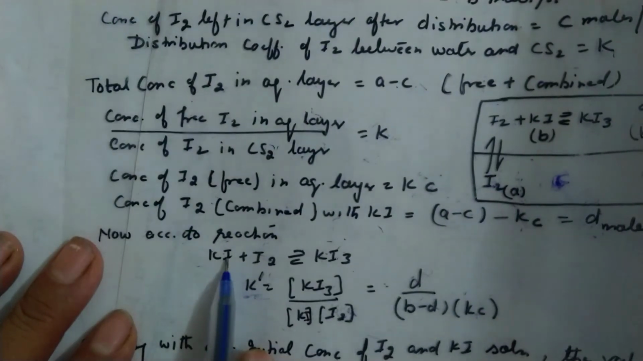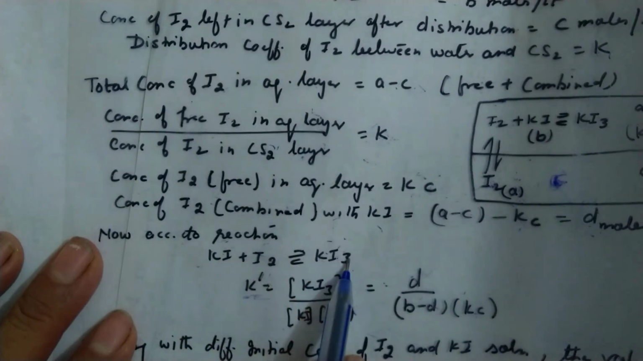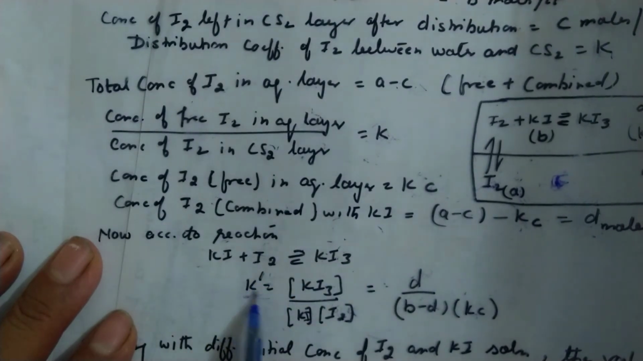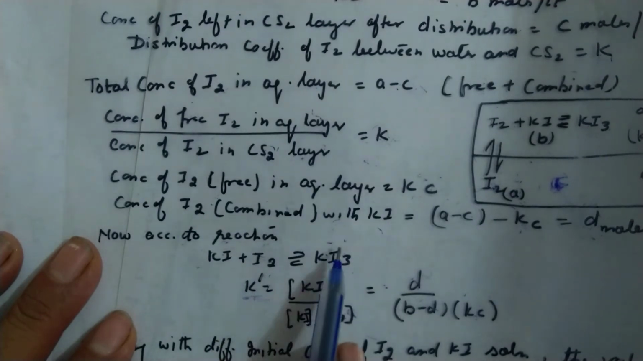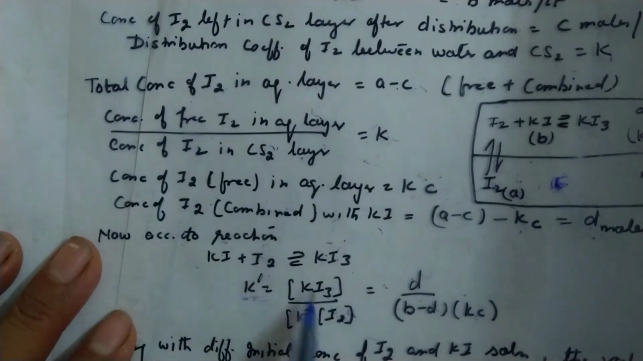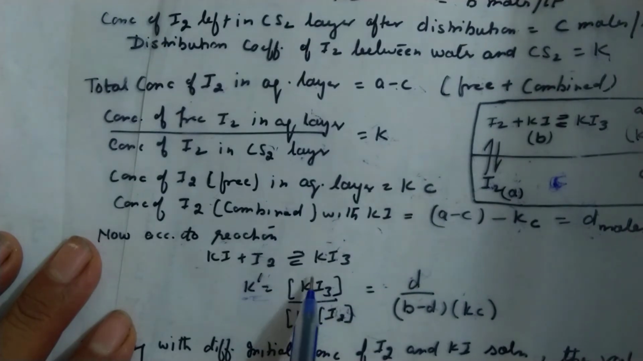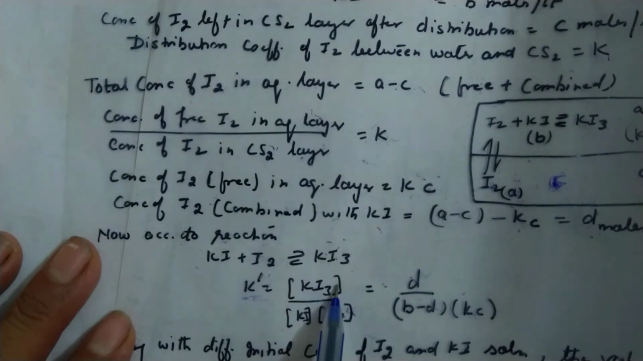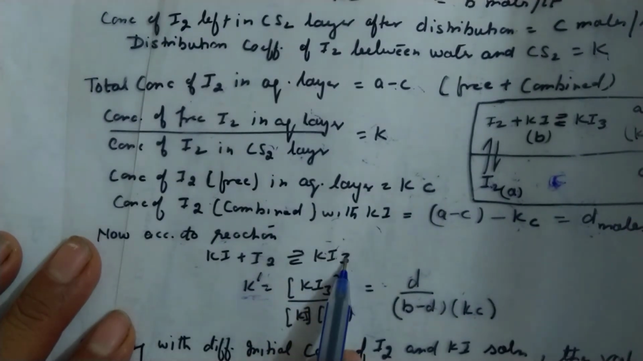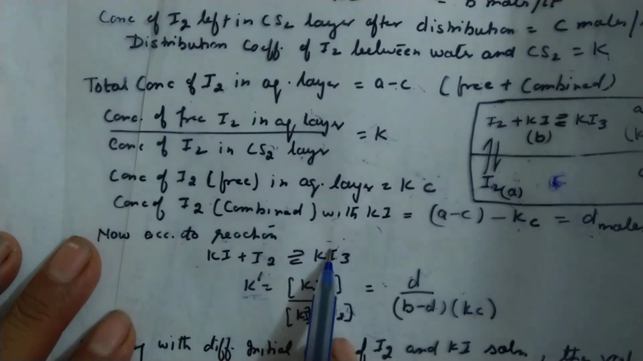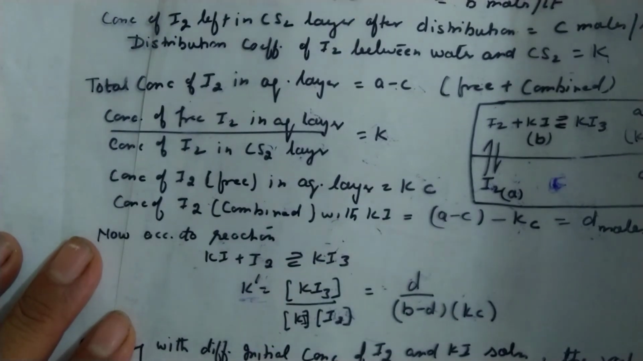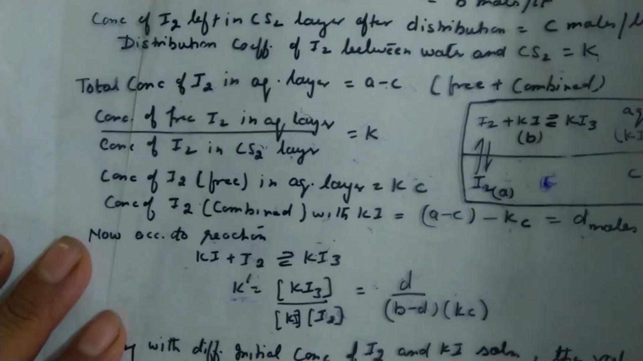Now I have told you this reaction: KI plus iodine is equal to KI3. We have to calculate the equilibrium constant, K dash. How will it come? Concentration of product divided by concentration of reactants. Now I have to calculate the concentration of KI3. How will you calculate it? Here 1 mole of potassium iodide combines with 1 mole of iodine, and this gives 1 mole of KI3.